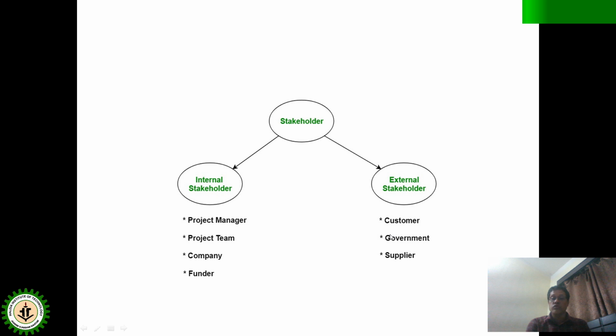Also the government. Why is the government involved? Various kinds of taxes are involved, isn't it? If we want to run an organization, we have to pay tax to the government. So the government should be notified. Also the supplier. Who are these suppliers? Suppliers will supply the hardware resources and the software resources, or any kind of tools, or any kind of office equipment. So these suppliers also play an important role in software development.